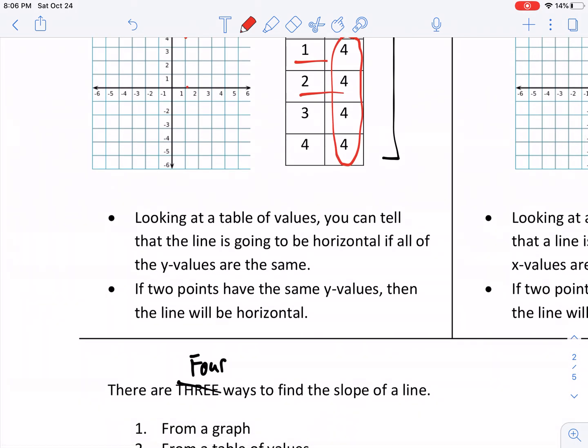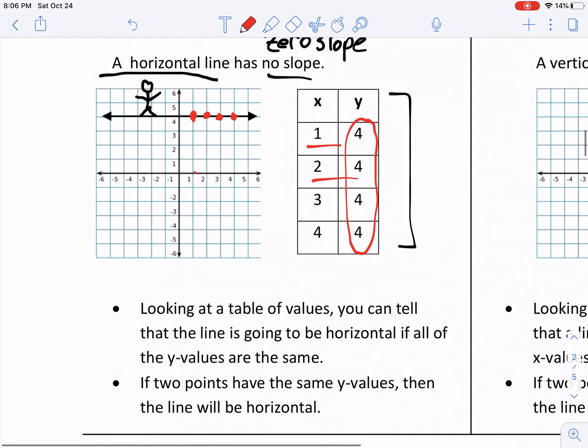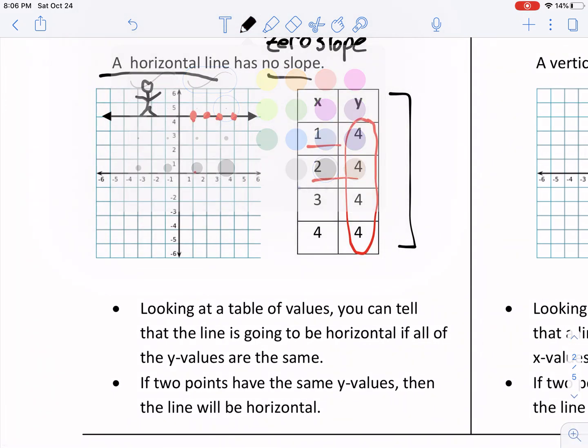Looking at the table of values, you can tell that the line is going to be horizontal if all the y values are the same. In this case, all the y values are 4. Each one of those points has a y value of 4. If 2 points have the same y values, then the line will be horizontal. Now, the way we would represent the equation for this line would be y equals what they all have in common. What do they all have in common? The y value is 4. So anytime we're dealing with a horizontal line that has 0 slope, its equation would be y equals whatever the y value is in common with each point.